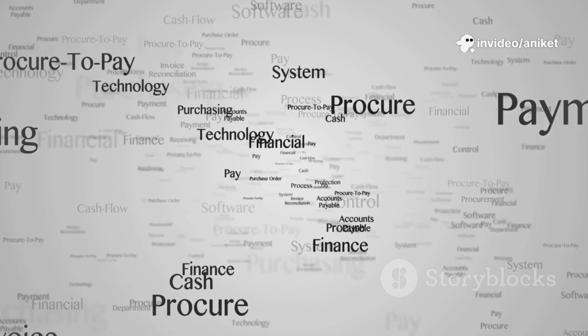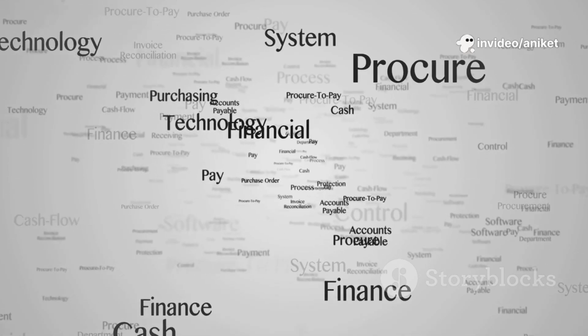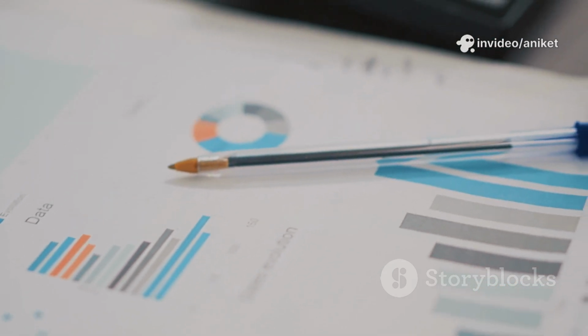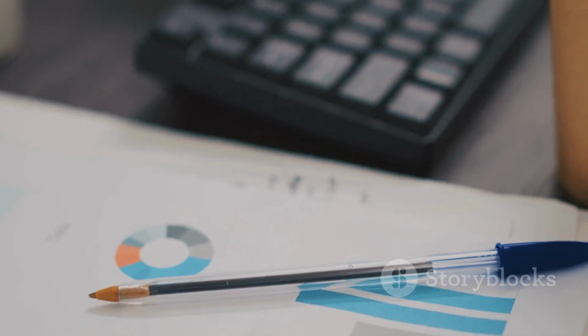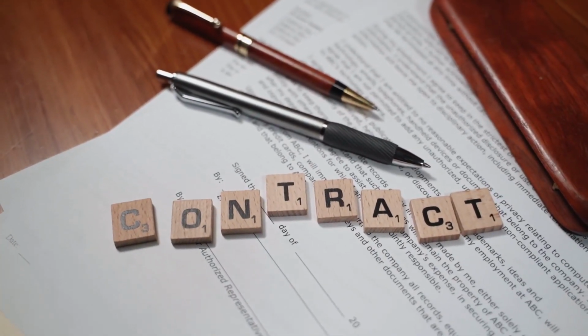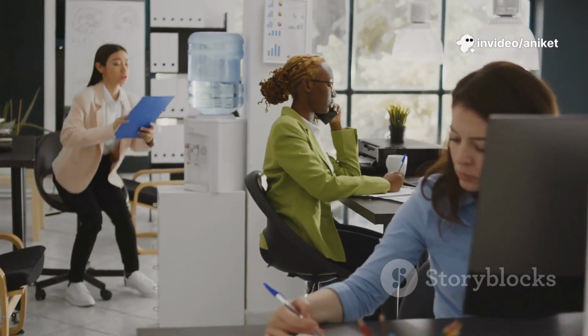This submodule handles all the activities related to procuring goods and services from external vendors. It's where you manage purchase requisitions, purchase orders, requests for quotations, RFQs, and contracts. It's the transactional heart of procurement.